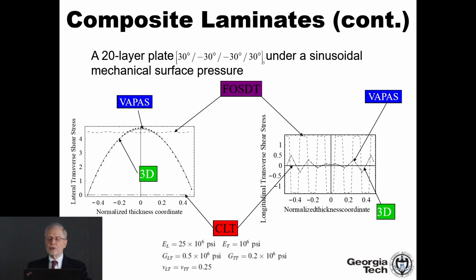We use a tool that's very similar to VABS called VAPAS, which calculates the elastic constants for a plate or shell, and we have run it here on a 20-layer plate under a sinusoidal mechanical surface pressure. And you can see that VAPAS gives results that are right on top of 3D elasticity, whereas first order shear deformation gives results that are essentially worthless.